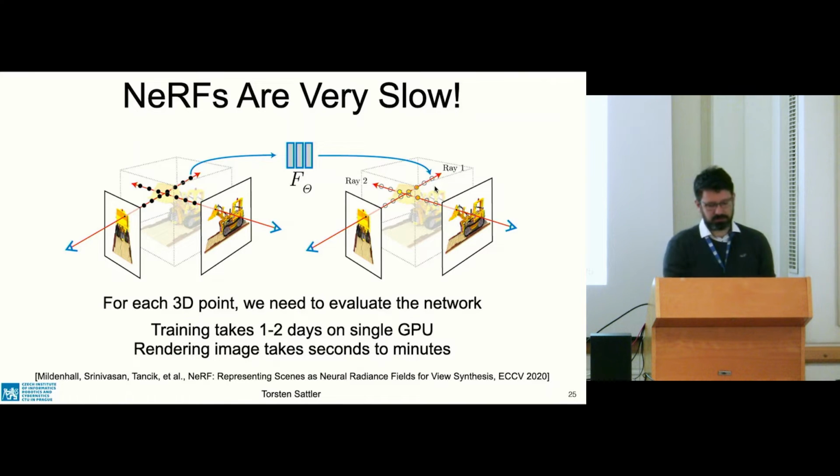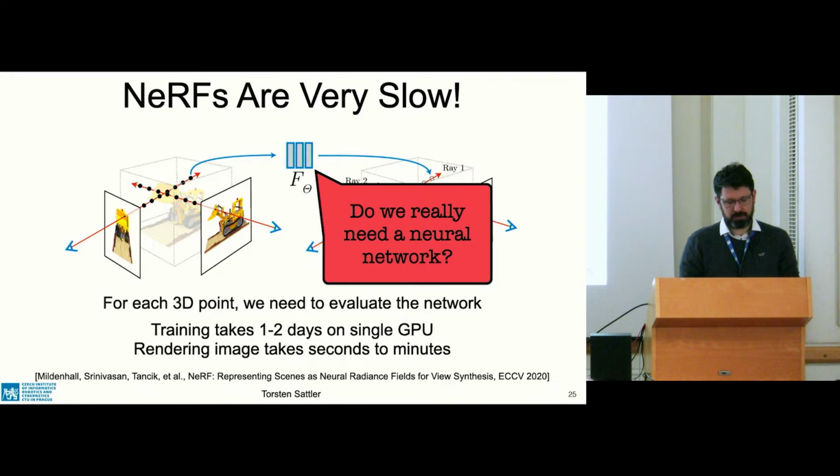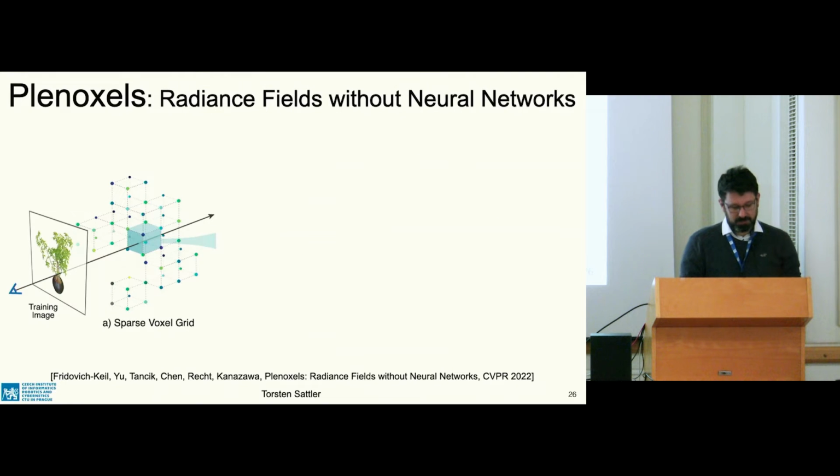So how do we make this faster? One question to ask is, do we actually really need a neural network, or can we do things in a much simpler way? And it turns out that you actually don't necessarily need a neural network. So there's this paper called Plenoxels, which showed I can actually get competitive results without any deep learning, just using differentiable volume rendering and a slightly different representation of colors.